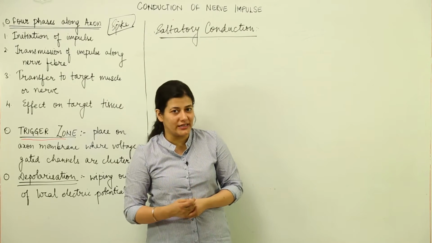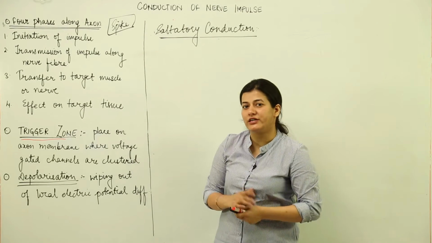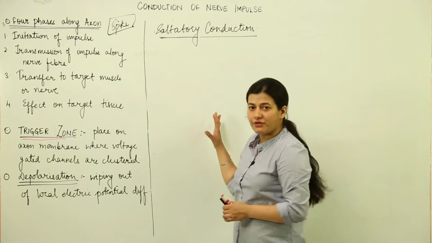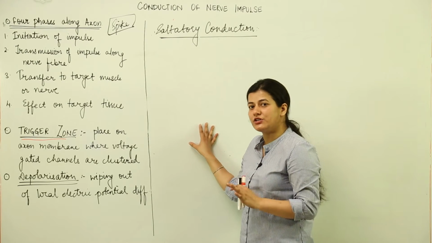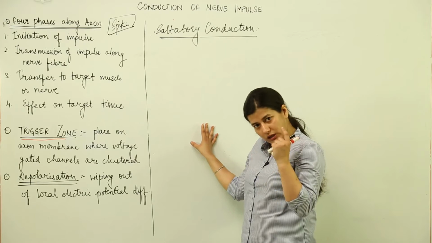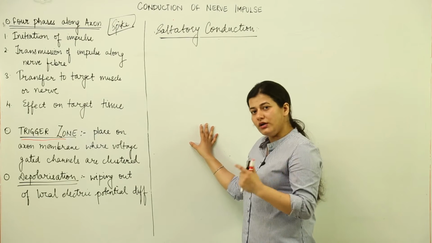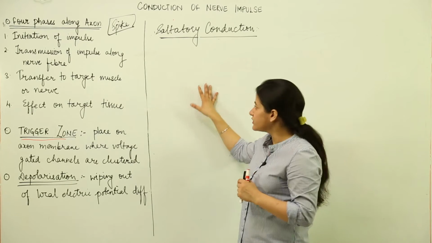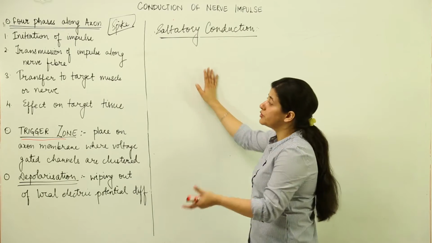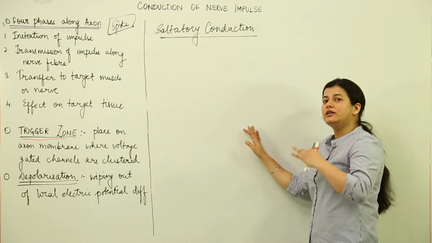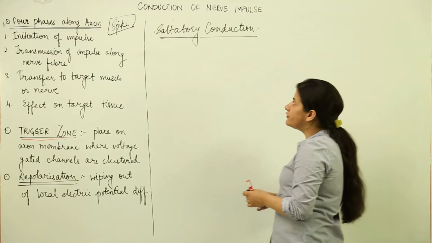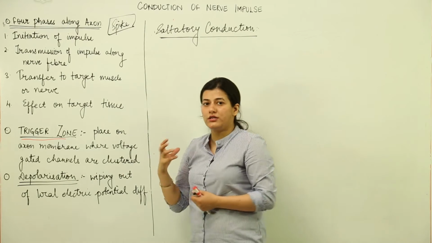Now, dealing with conduction of nerve impulse, the next type of conduction that we are going to see is saltatory conduction. We have seen the conduction of impulse along the axolemma, that is the axon. Now we are going to see another type of conduction, that is saltatory conduction. Of course, it would be along the axon only, but the conduction pattern would be a little bit different, because try to recall the structure of axon.